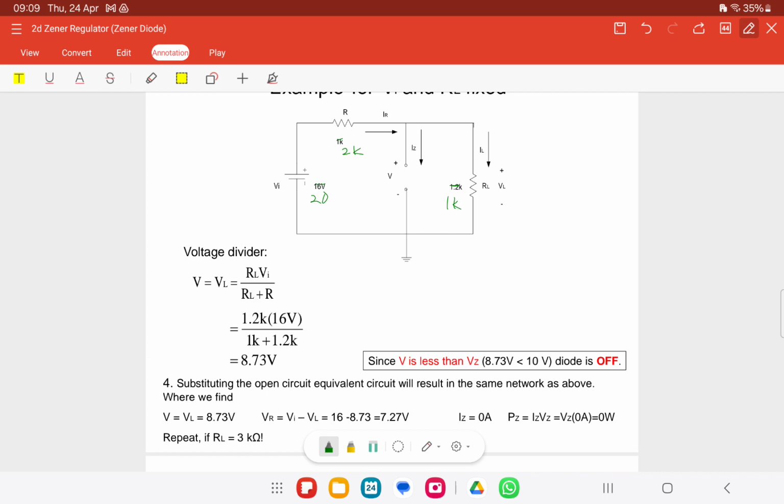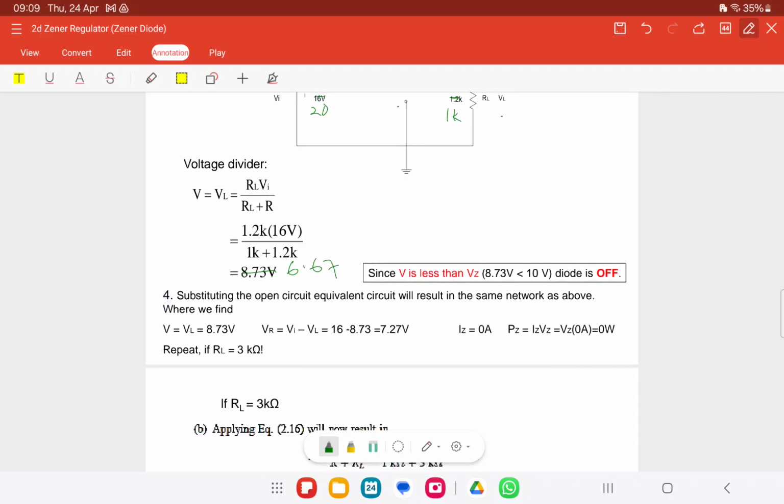Okay, 6.67? Okay, 6.67. So what is the condition of the diode? The diode is off.